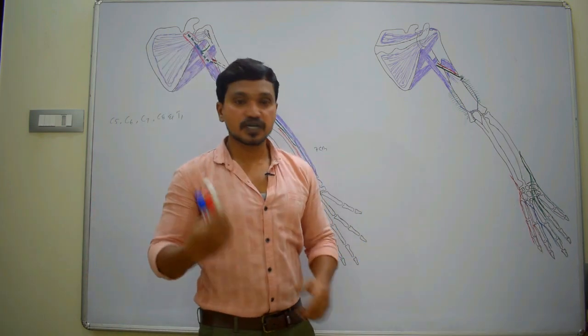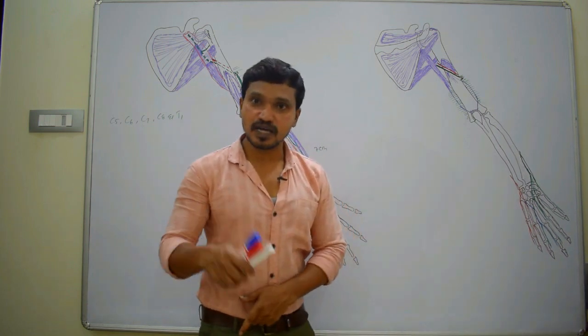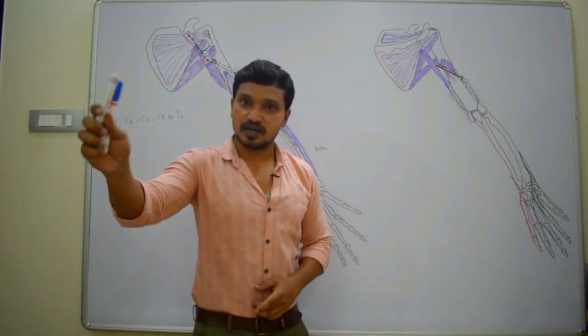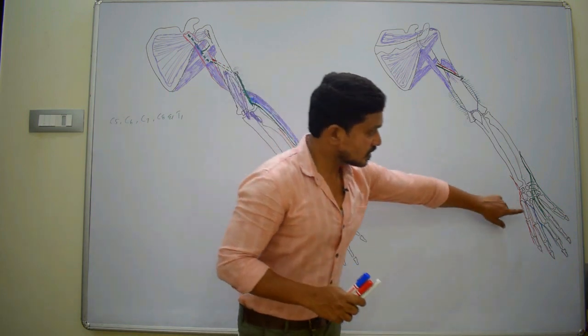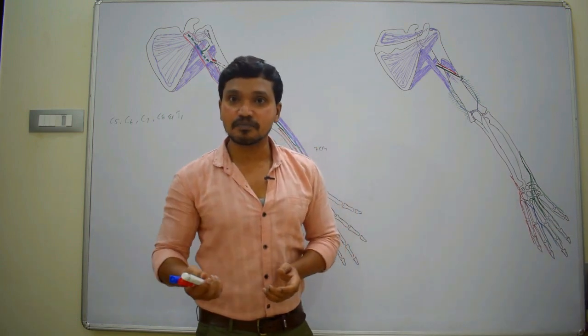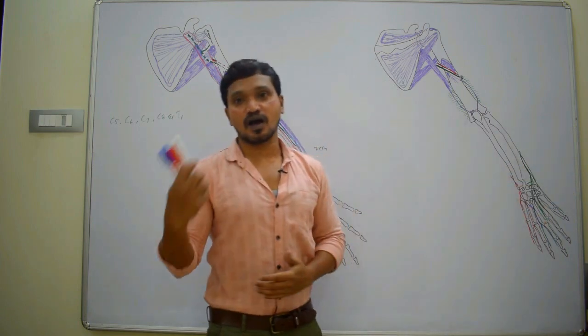See here, if we consider this common digital branch to be a branch of the radial nerve, then the lateral 3.5 digits will be supplied by the radial nerve. If we consider this common digital branch to be a branch of the ulnar nerve, then the lateral 2.5 are supplied by the radial nerve, and the medial 2.5 by the ulnar nerve.